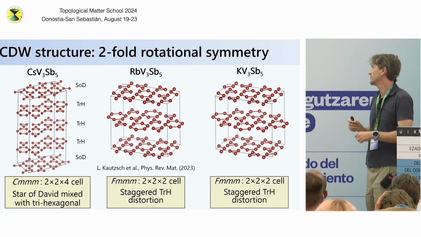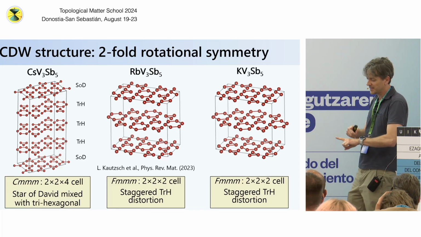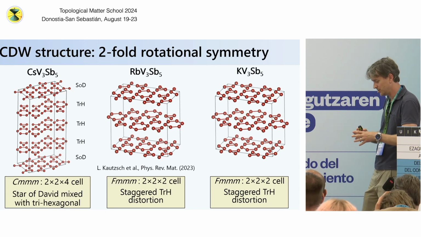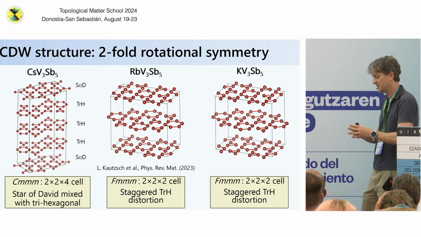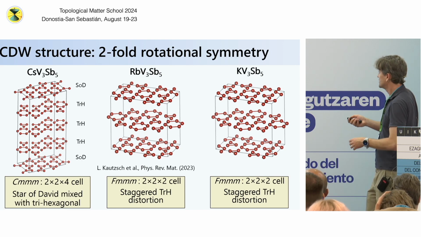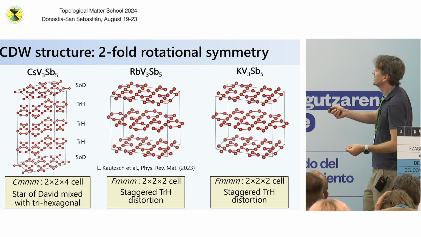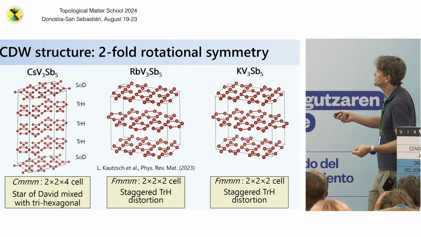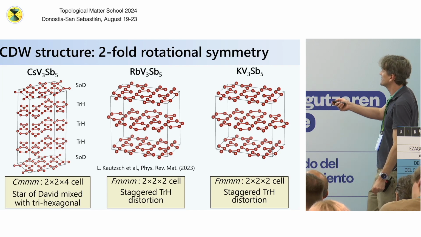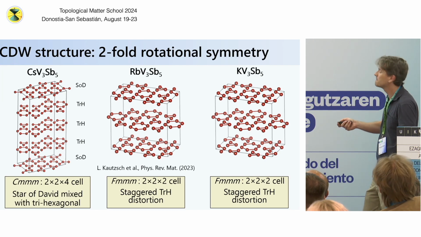So there are three different propagation wave vectors for the lattice distortion when one thinks about how the Kagome lattice distorts. There's a breathing mode of the Kagome lattice either into a so-called Star of David pattern, which looks like this, or into a so-called trihexagonal pattern, which looks like this. So these hexagons and triangles, okay?